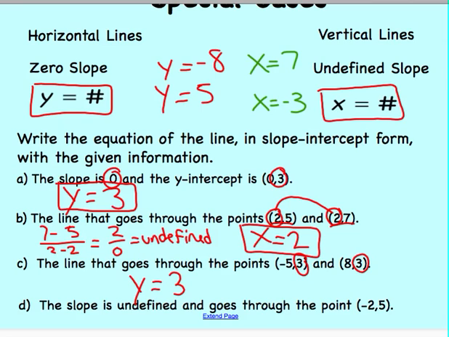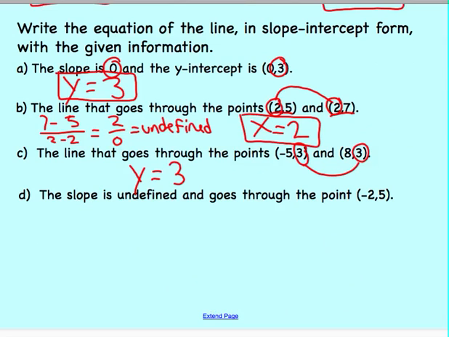If you did 3 minus 3, you'd get 0 in the numerator of the slope. 0 divided by anything is 0. So since the slope is 0, it'd be y equals a number, and y equals 3. So if you notice that the coordinate is the same, you do not have to figure out the slope. If the x-coordinate's the same, it's x equals that number. If the y-coordinate's the same, like this, it's y equals that number.